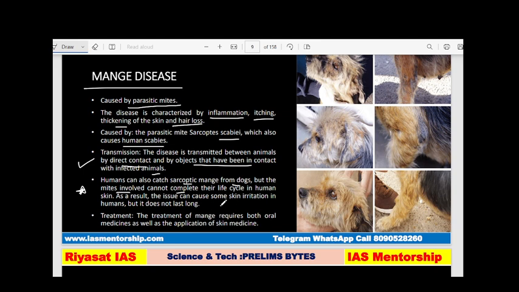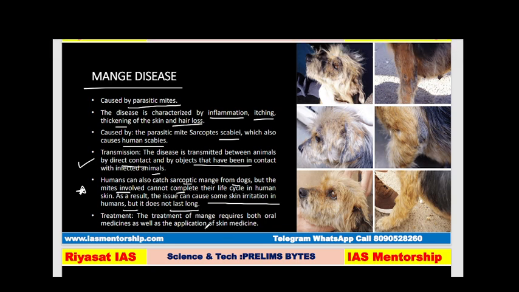As a result, it can cause some skin irritation in humans. What it is saying is that for dogs it can be life threatening, but for humans, when the parasitic mites or any disease gets spread from the dog to humans, it will provide very mild symptoms such as itching, and it will go away in 1 week. It will not be life threatening for humans, just remember.